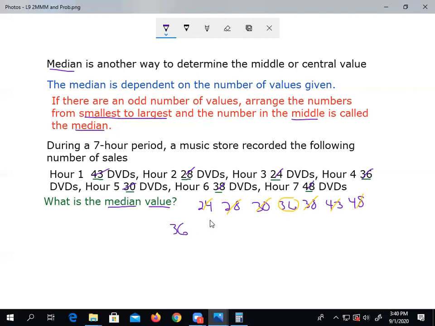Notice again, it's got to be between the smallest value and the largest value. So the 24 was the smallest and the 48 was the largest. The median's got to be somewhere in between there. And if you get an answer that's not between there, then we've made some type of mathematical error.